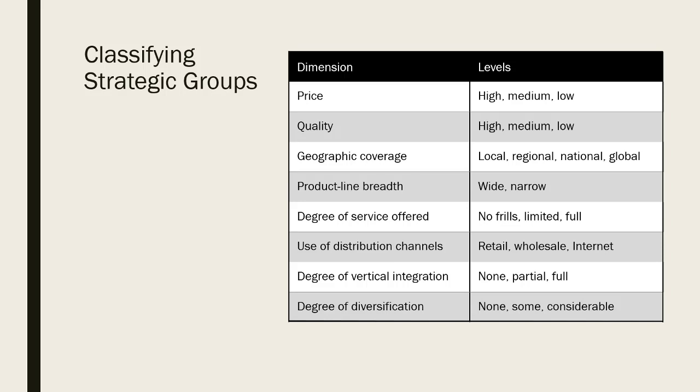Now, typically, when you're classifying strategic group maps, you're going to look at them across different levels, right? So you're going to look at price or quality across high, medium, or low. But then some of them, their version of high, medium, or low can be classified according to their specific dimension. So you would look at local, regional, national, global. You would look at retail, wholesale, internet for use of distribution channels. And that's the way that you would classify all the firms that are interacting in an industry. Let me give you an example.